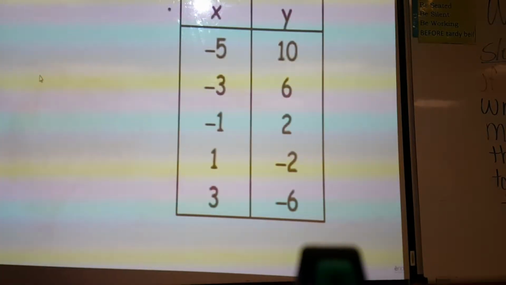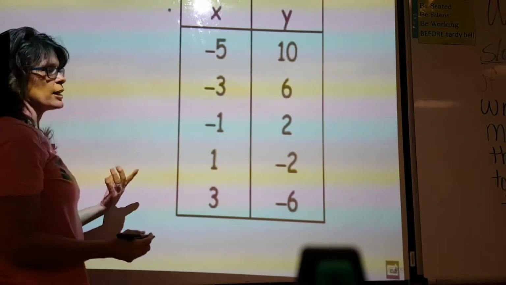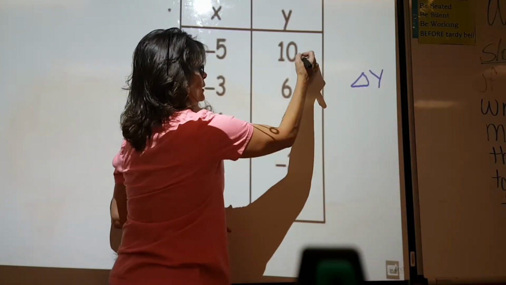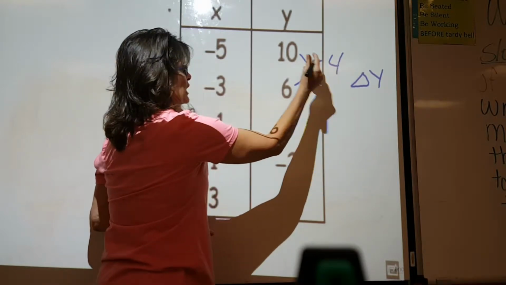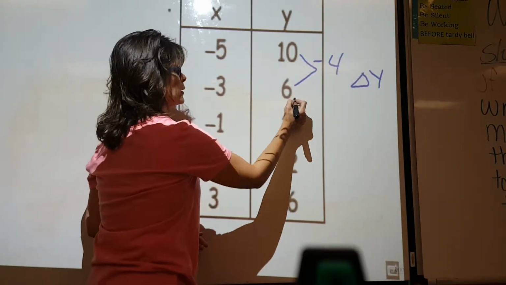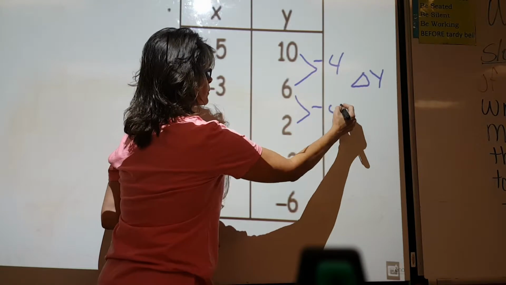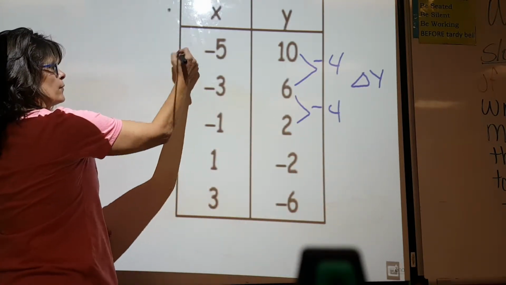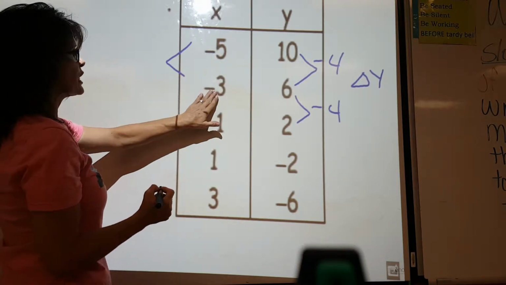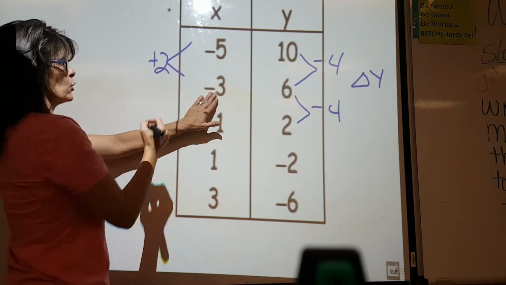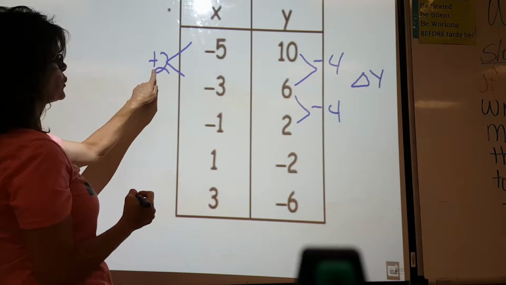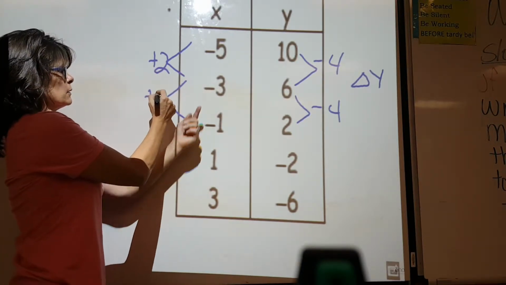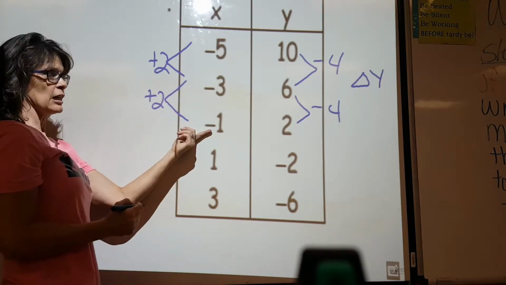So now I have another one. It's a little bit easier to manage. I'm going to find my change in y. So my change in y from 10 to 6 is subtracting 4. From 6 to 2 is subtracting 4. I can do all of them, but I don't need to do all of them. From -5 to -3, it's adding 2. -5 plus 2 is -3. -3 plus 2 is -1.